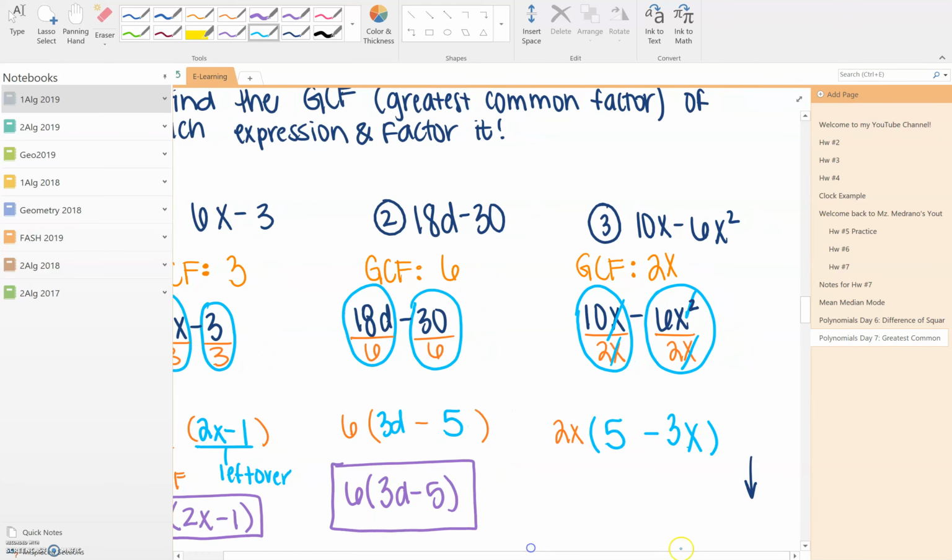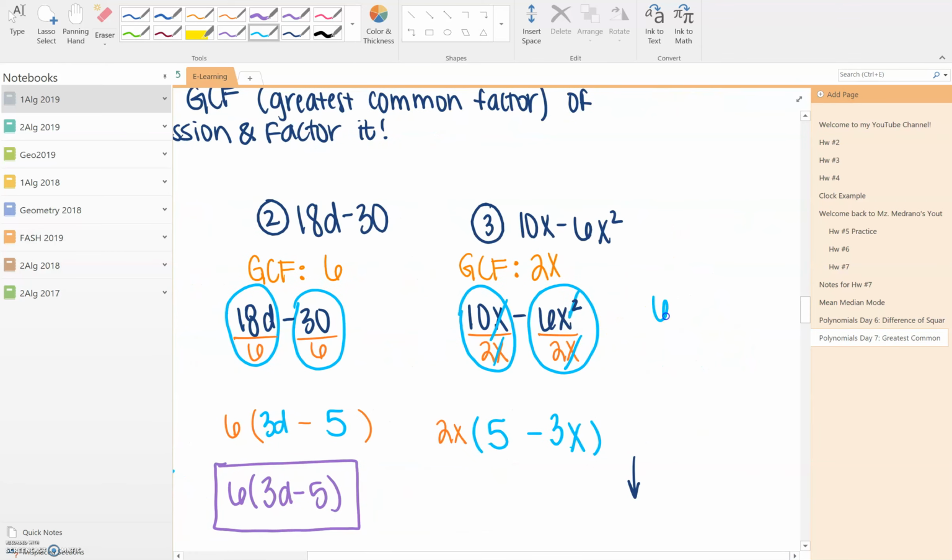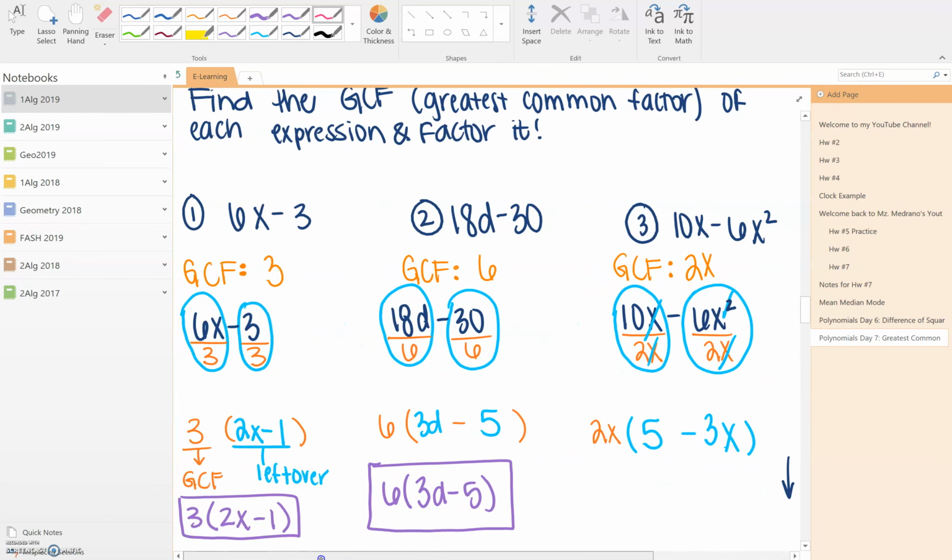Okay, now just so that you guys are reminded, the reason why 6x squared over 2x simplifies down to 3x is because if I expand this, I really have 6 times x times x on top and 2x on the bottom. So that means these go away, and 6 divided by 2 is 3, so that's where this 3x comes from, okay? So then your final answer is going to be 2x times 5 minus 3x.